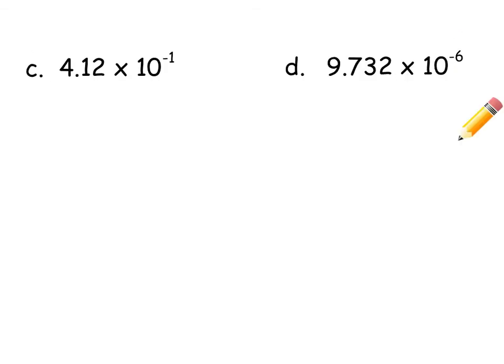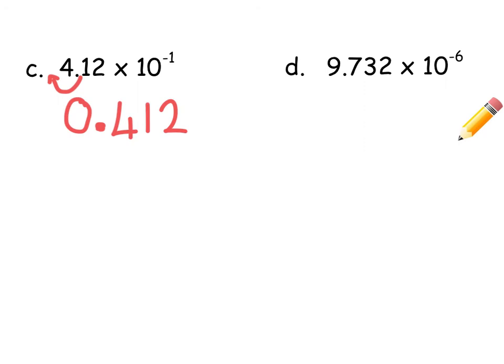So 4.12 times 10 to the minus 1. Minus 1 means I have got 1 zero. So put down 1 zero, my dot after the first zero, and then my number 412 as it was. And remember, I was just moving that point 1 place to there anyway, so it was 0.412.